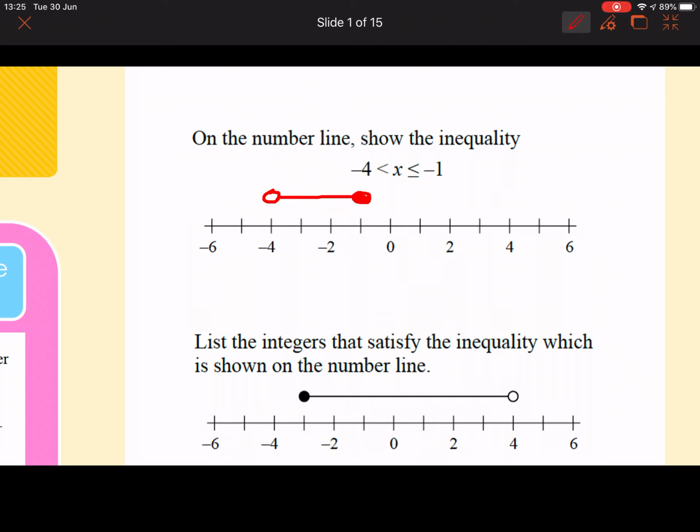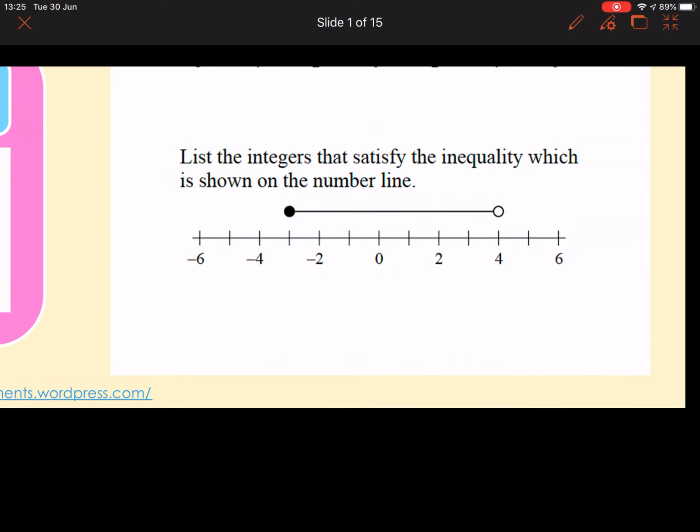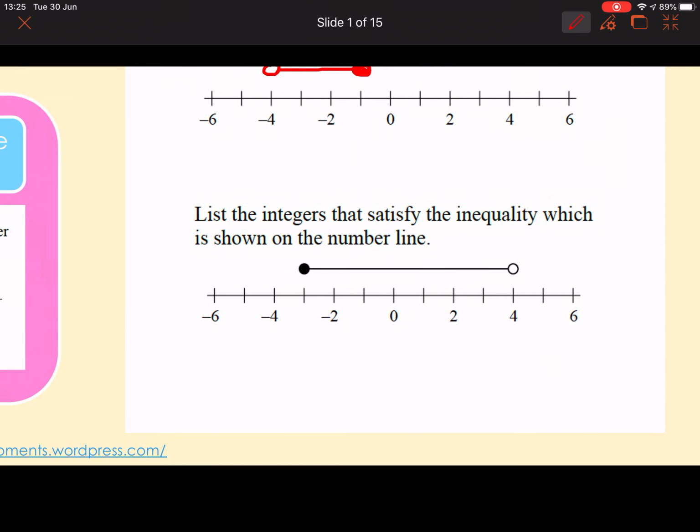Okay, so that is my area. It's finite, so it finishes at minus 4, or just before, because it can't actually be minus 4, and it finishes the other side at minus 1. Alright, super. Last one, list the integers that satisfy this inequality.